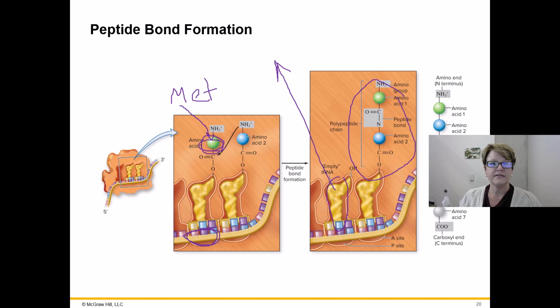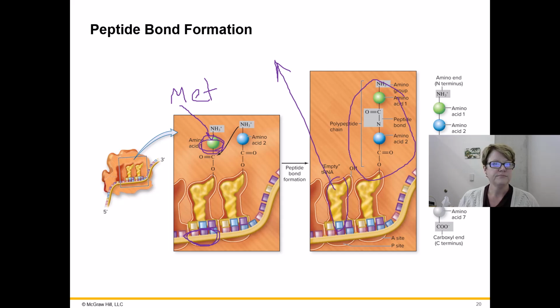And at the end of the mRNA, there will be a stop codon. So if you have 100 codons in the mRNA, you would only get 99 amino acids in that protein, because each codon signals for one amino acid, except the last codon does not signal for an amino acid. It signals for the process to stop.